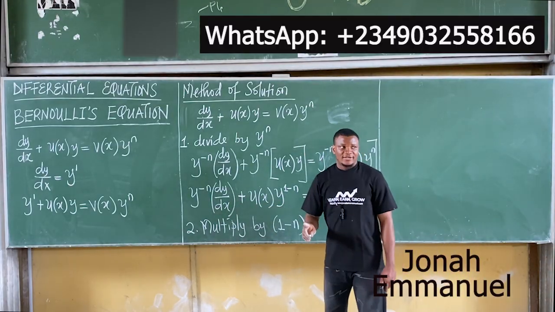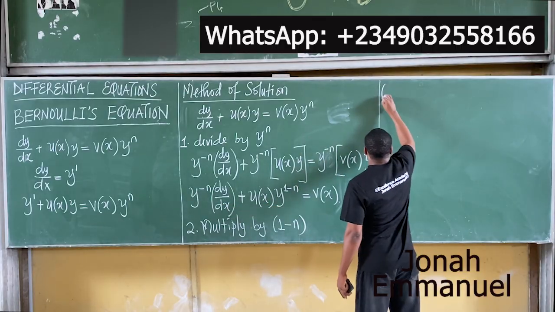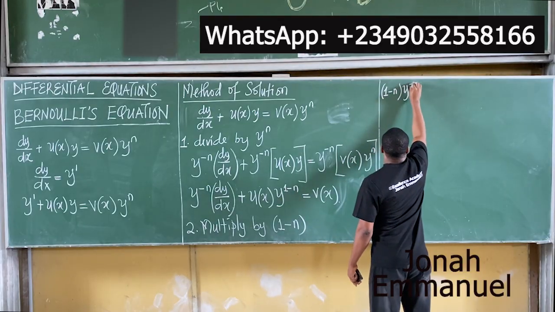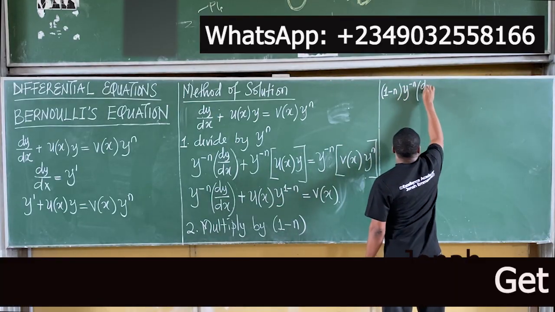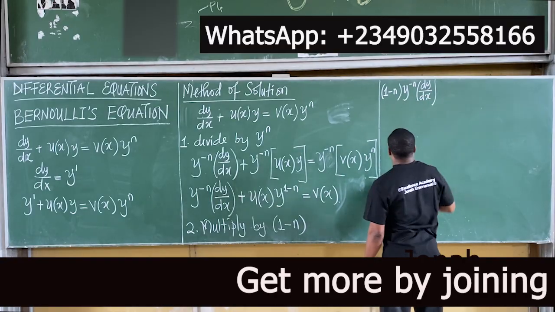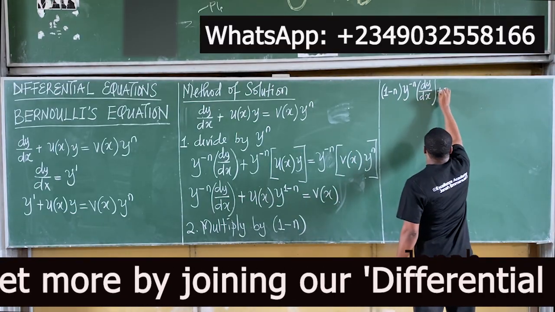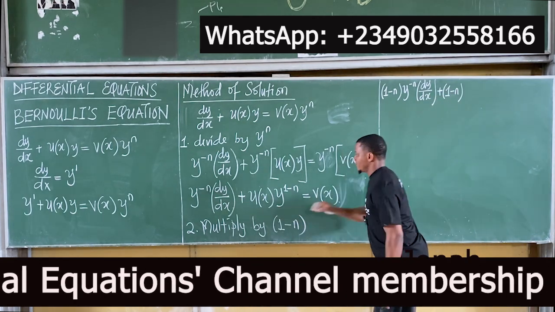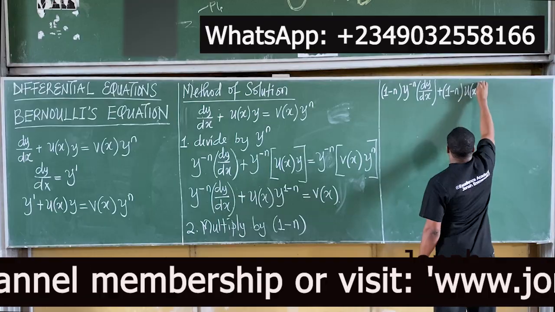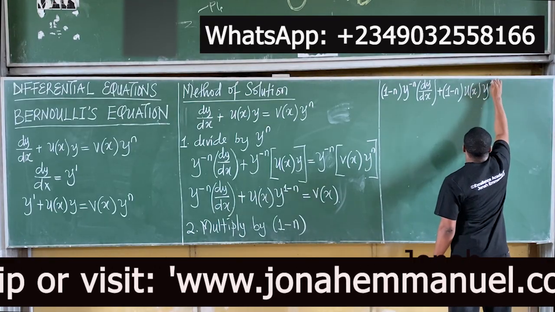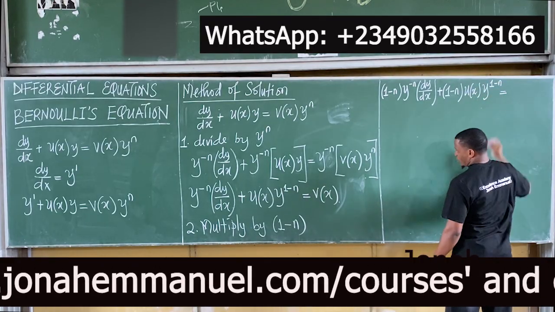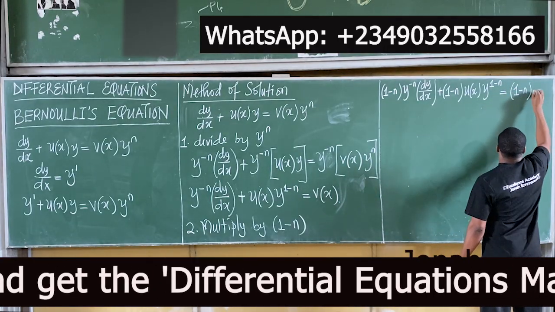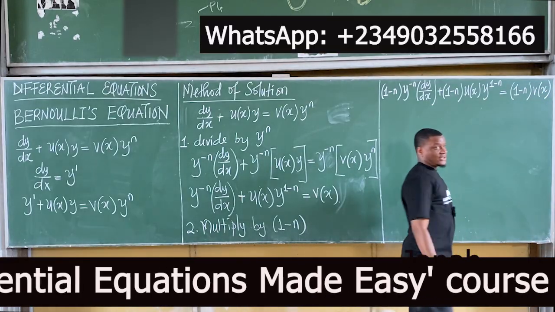What do you have there? 1 minus n times this one gives you what there? 1 minus n times this one here: y to the power minus n dy dx. Next up, plus 1 minus n multiplies all of this here, which is simply u of x y to the power 1 minus n, is equal to 1 minus n multiplies this. That becomes 1 minus n into v of x. So I'm done with this.